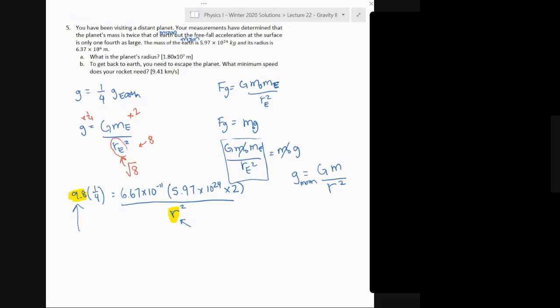Does anybody want to ask questions here? Because I know that still is confusing. Can I just, instead of 1/4 times 9.8, write 1/4 times GM over R squared, and then cancel both masses, both G, and then solve it for R squared? Yeah, so we can do that here.